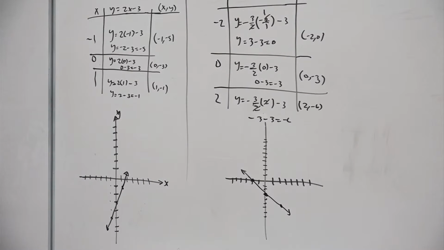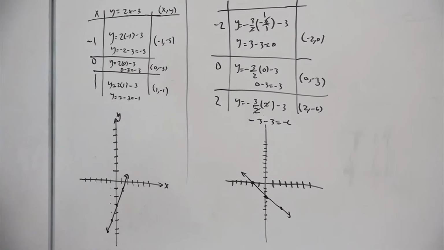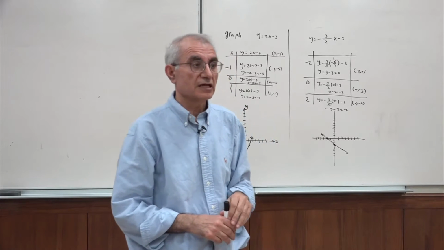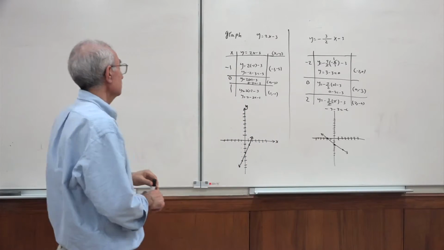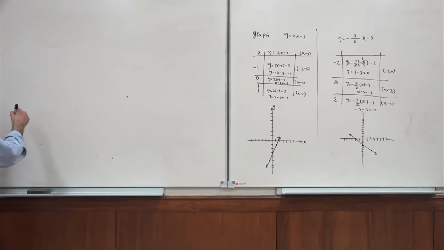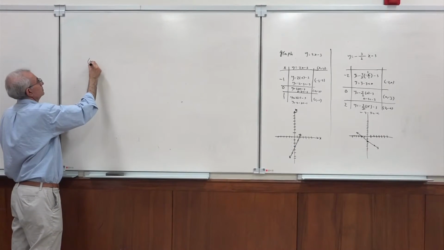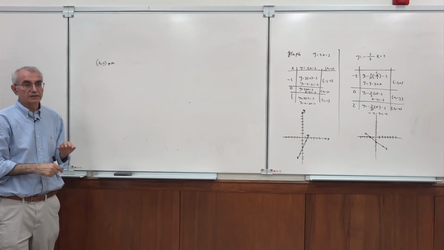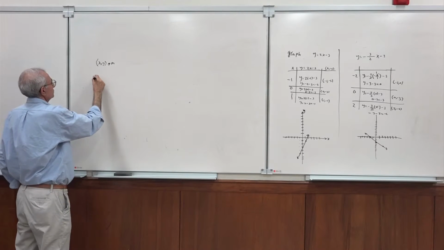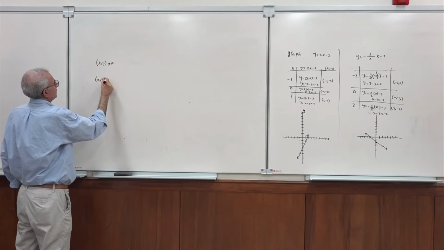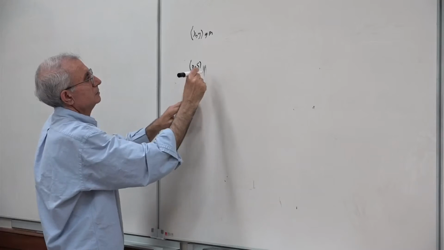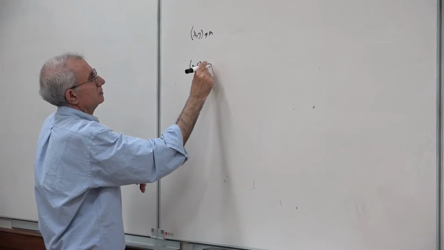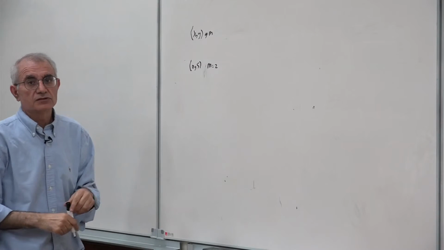The next thing I want to show you is how to write the equation for one of these lines. How do you write the equation for a line? To write the equation for a line, you have to have the right ingredients. What are the ingredients needed? You have to have a point, and you have to have a slope. For example, if I have the point (0, 5) and the slope is equal to 2, I have all the ingredients to write the equation of the line.